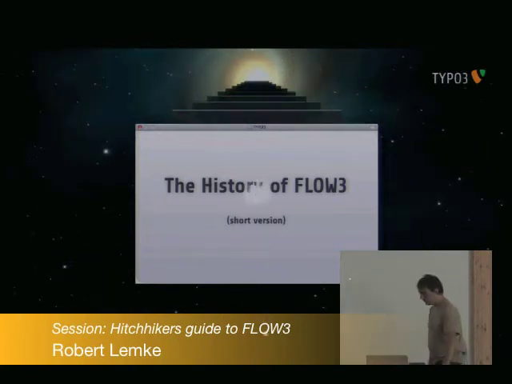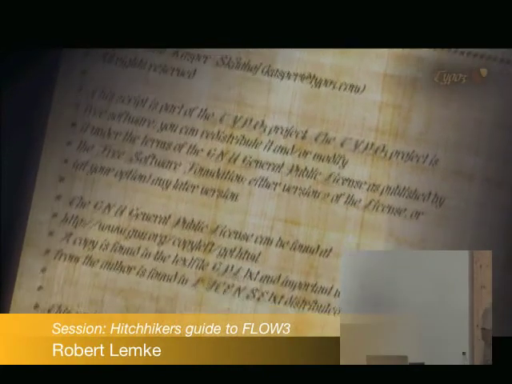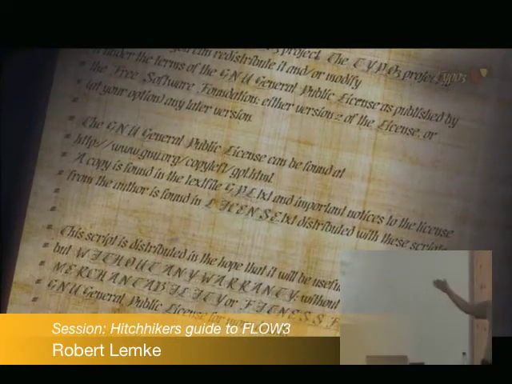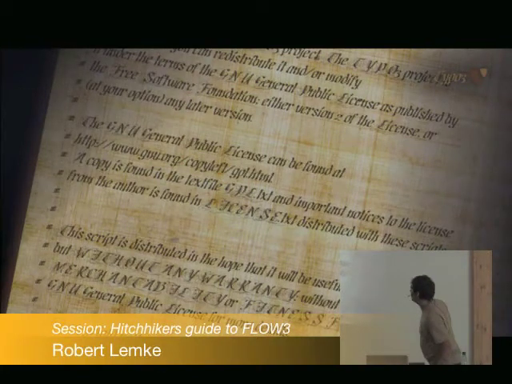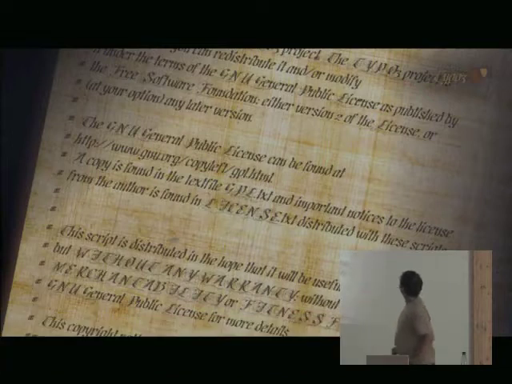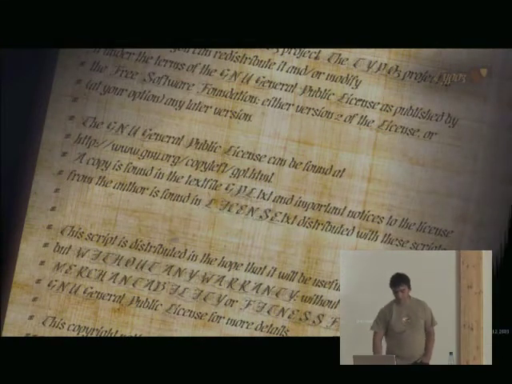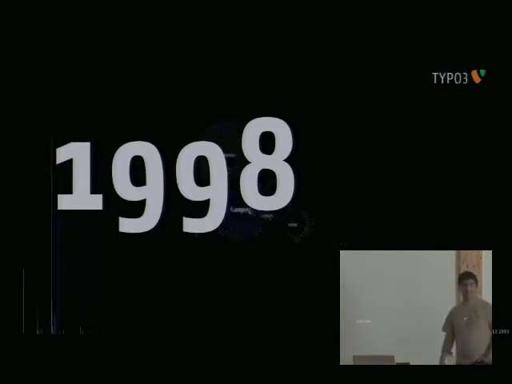Well, the reason why we started with Flow3 was mainly that the code we have in Type3 is quite old. We found this very old code snippet here. It was still GPL version 0.1, I think. And you see up there, it's even the old logo of Type3. As you know, we have a very long history. It's 10 years. In 1998, the first line of code was written, which still exists currently.